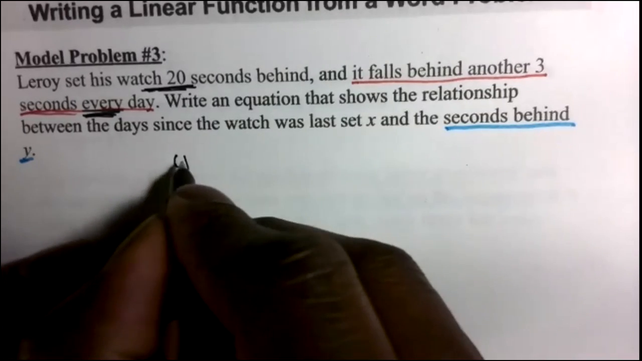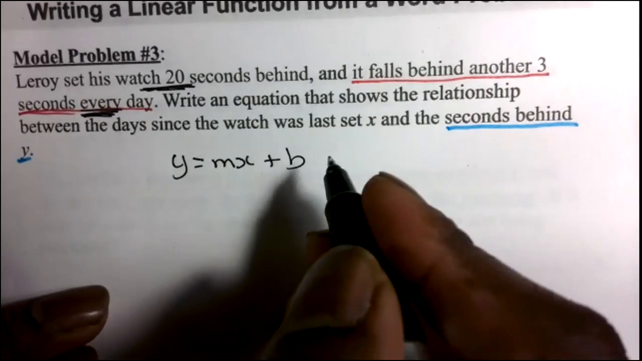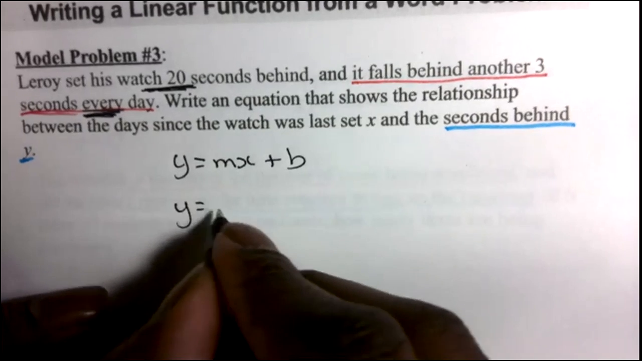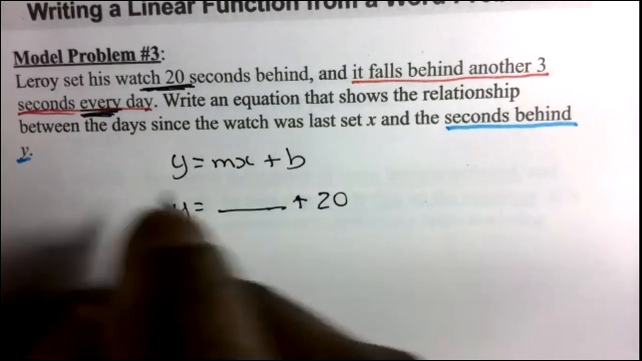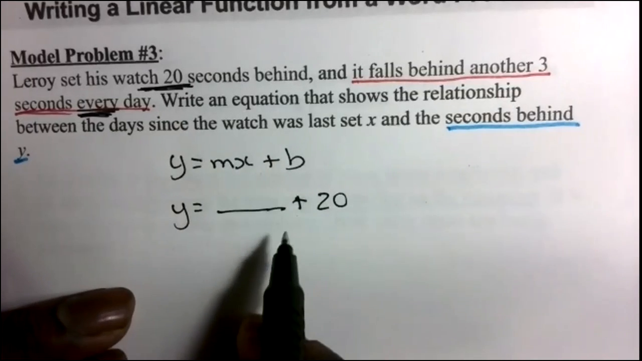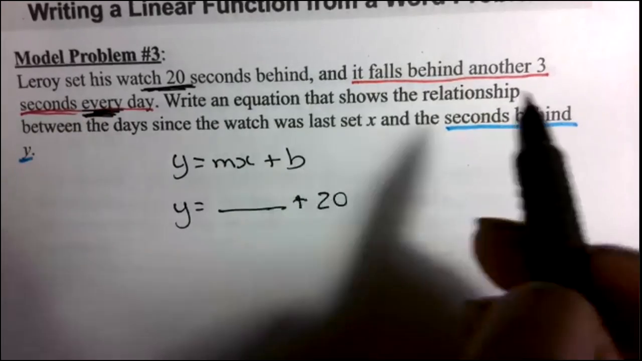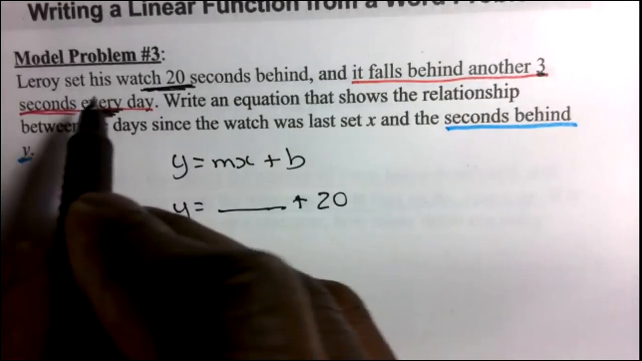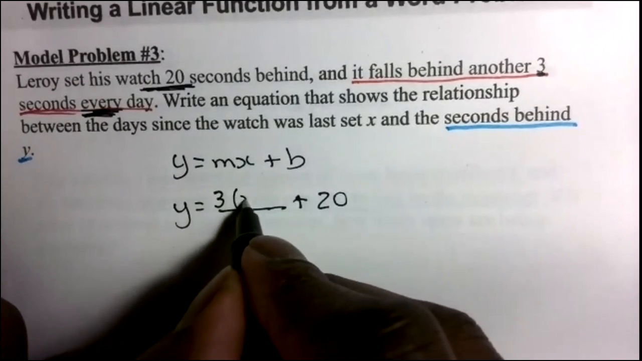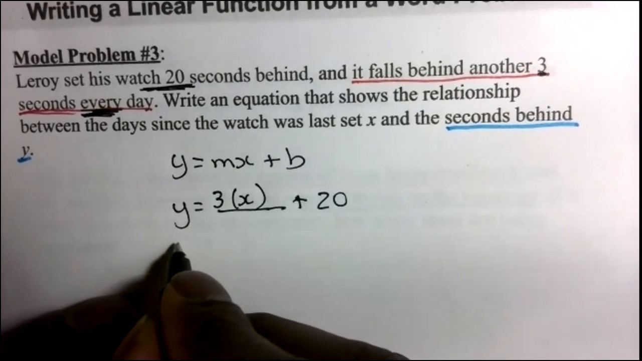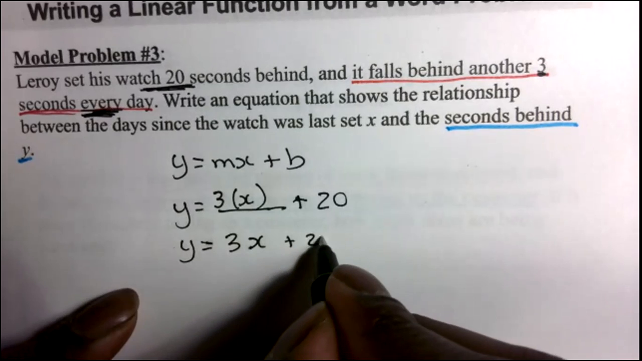So again, we start off with y equals mx plus b. We already know what b is because it's y equals blank plus 20 seconds, because it's already 20 seconds behind. So we start at 20 seconds behind. And the every comes back here, it says 3 seconds every day. So 3 seconds every day. How many days is it? We don't know how many days it's going to be. So now it's y equals 3x plus 20.